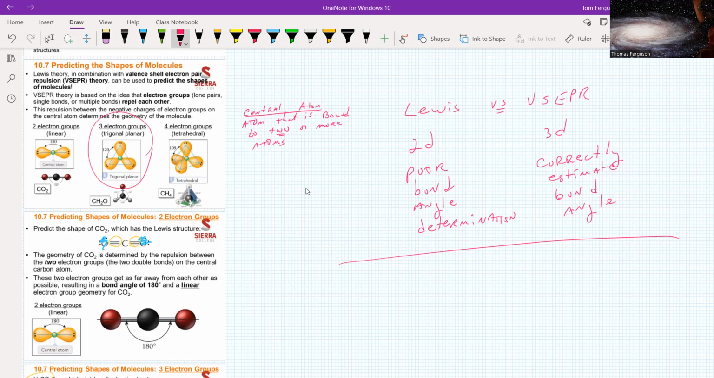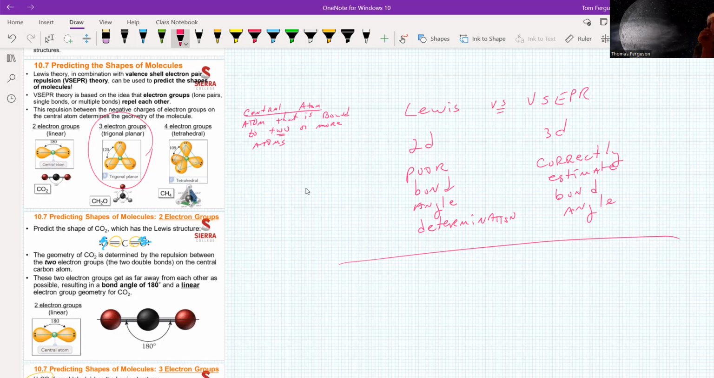Now, VSEPR is what we're going to be doing today. There are two levels of complexity. We're doing the first level. When you get into 1A, you're going to go to the next level. But they're assuming that you know the first level already.